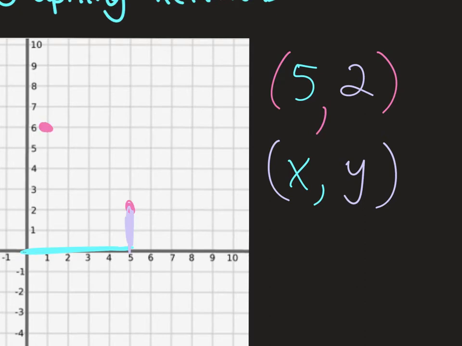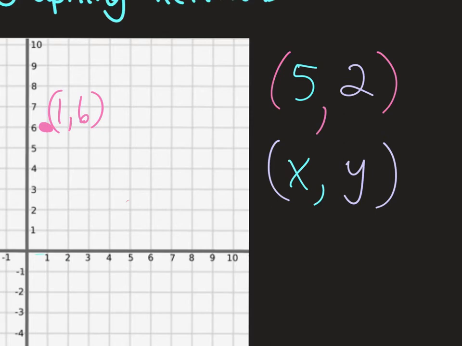Okay, so your first question of the video is to tell me what is the ordered pair for this dot, the coordinates. What are the x and y numbers for this pink dot? Well, if you chose the option that said 1, 6, you are correct, because we want to go sideways to 1 before we go vertically to 6.